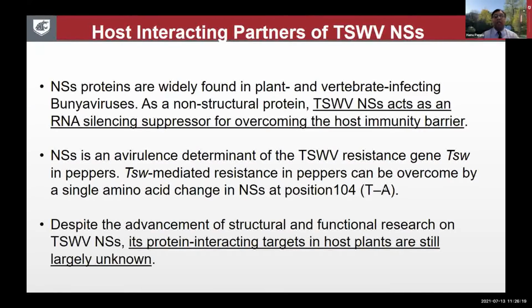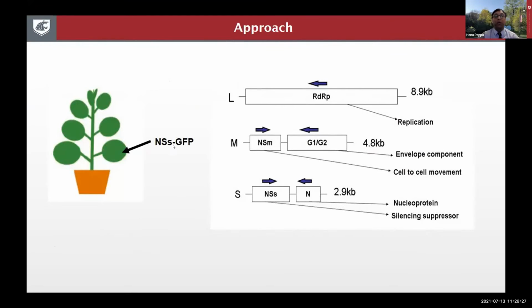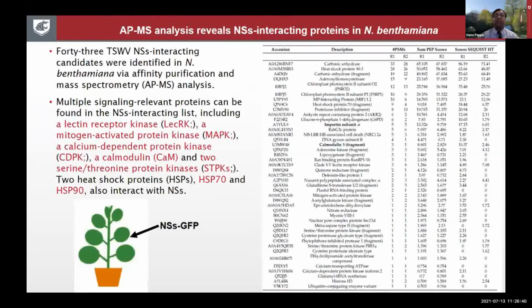And as I mentioned, we don't know much about the protein interacting targets in host plants. So Ying used a very interesting approach where she picked up the NSS gene from TSWV, fused it to green fluorescent protein, developed a construct for agroinfiltration, and then subsequently used affinity purification and mass spectroscopy to look at what host proteins are binding to the viral NSS protein. She came up with a very long list of proteins that are potentially interacting with the viral NSS.